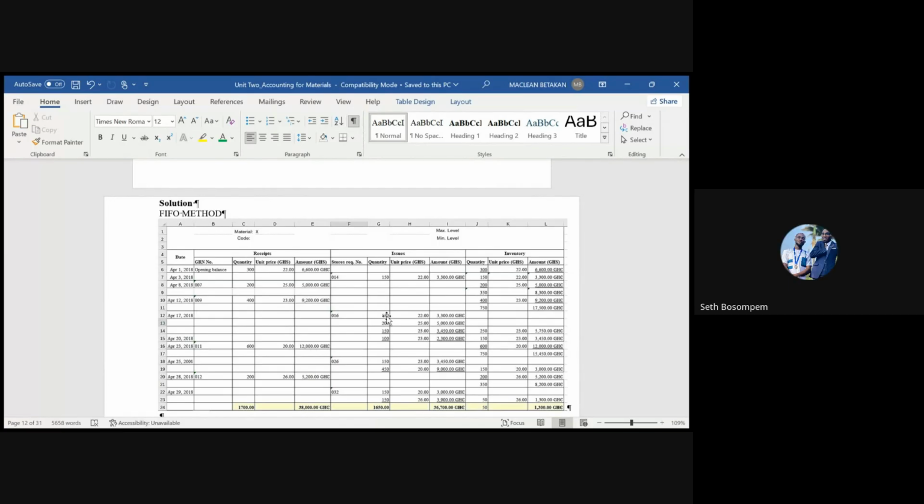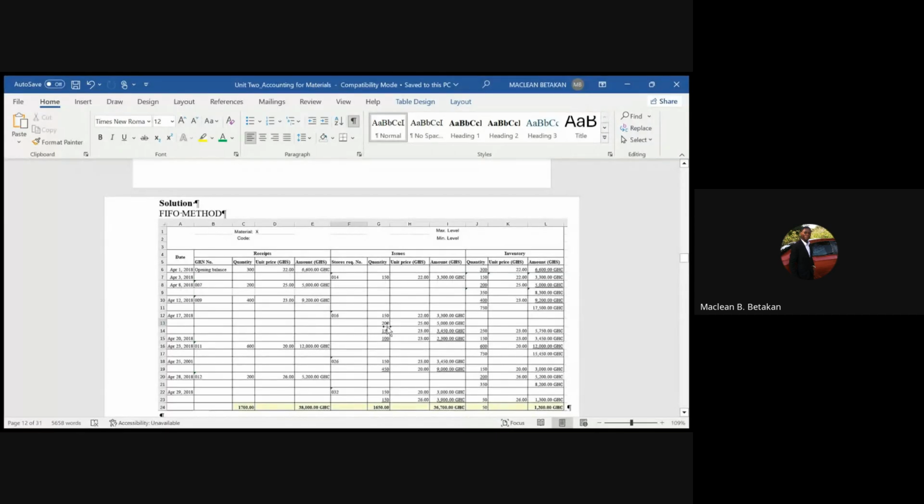Yes, please. 350. Now, our next receipt, if you are using first come first serve, the next one that is left is 200 units. And the 200 units was also received at 25 cedis. So since we are issuing 350, we must issue that 200 out. So the 200 is here. The price was 25 and that is gone. So 350 and then 200 is gone.